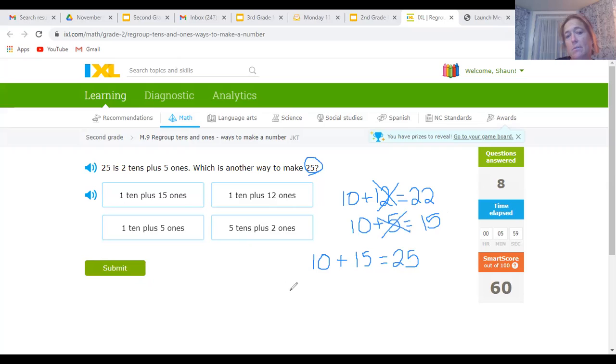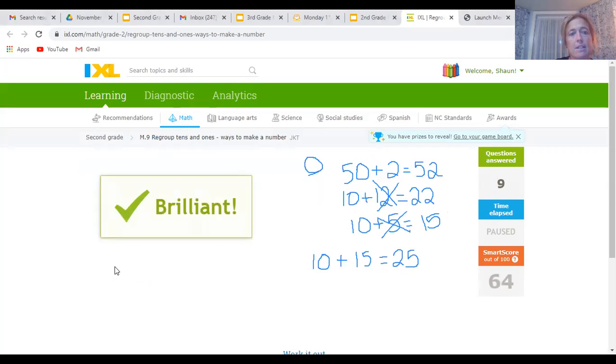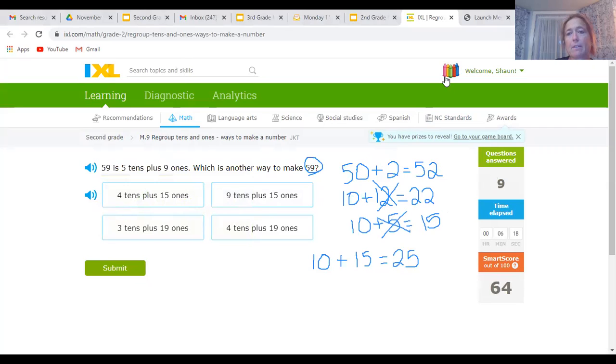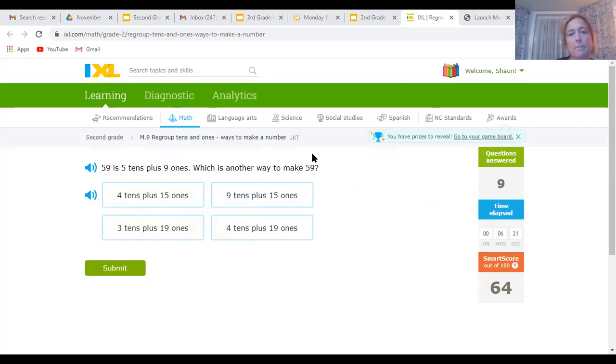5 tens, which is what, 50? Okay, because if we count by 10 5 times, that's 50, plus 2 ones is actually 52. So we know that the answer has to be 1 set of 10 plus 15 ones. All right, so let me grab my mouse, use that as our answer, and we got it right. Okay, so let's take a look at the next one. Let me grab my pen again.